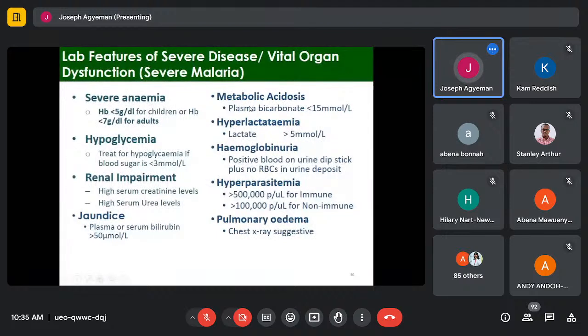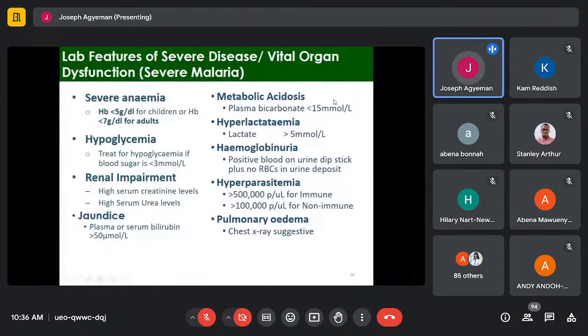Metabolic acidosis as a result of hypoxemia and hypoxia in tissues beyond the point of blockade by rosette formation or cytoadhesion. So your body will try to use bicarbonate to neutralize the excessive lactic acid that is being present as lactate concentration increases.